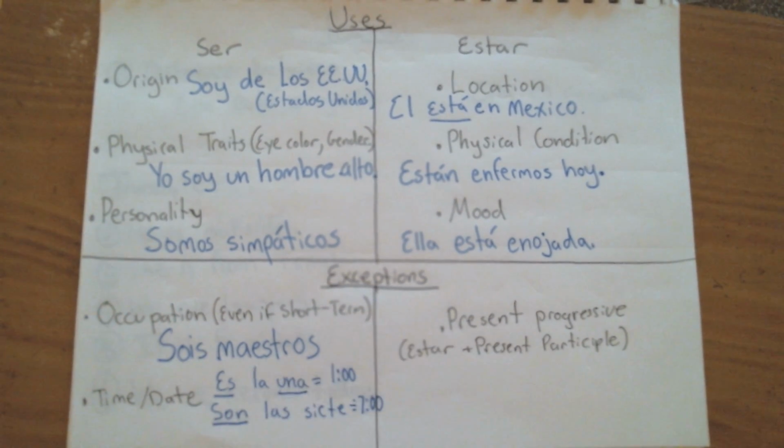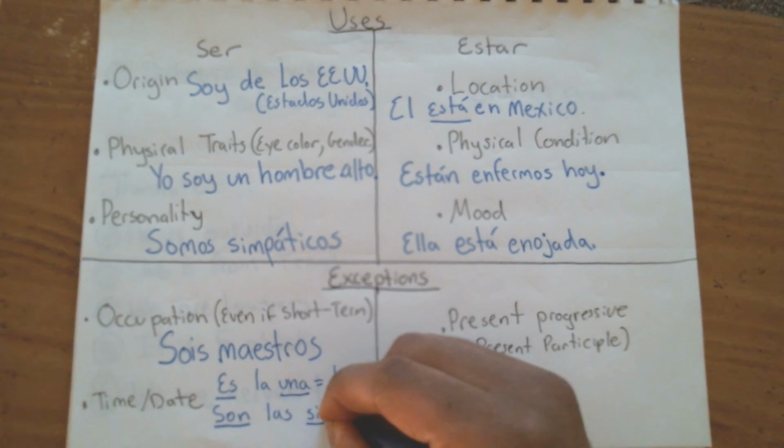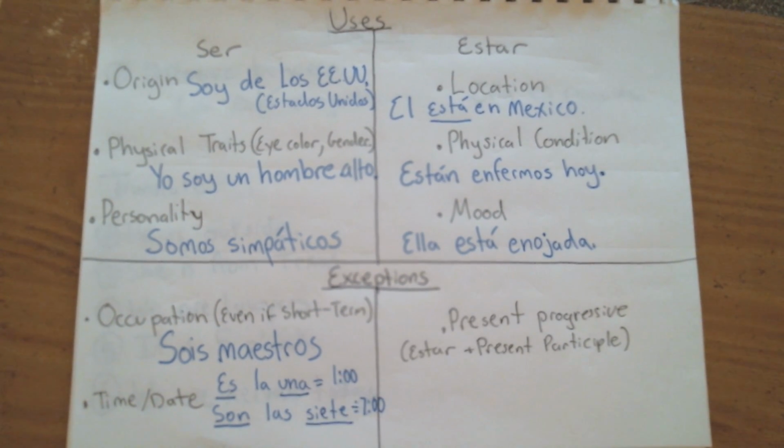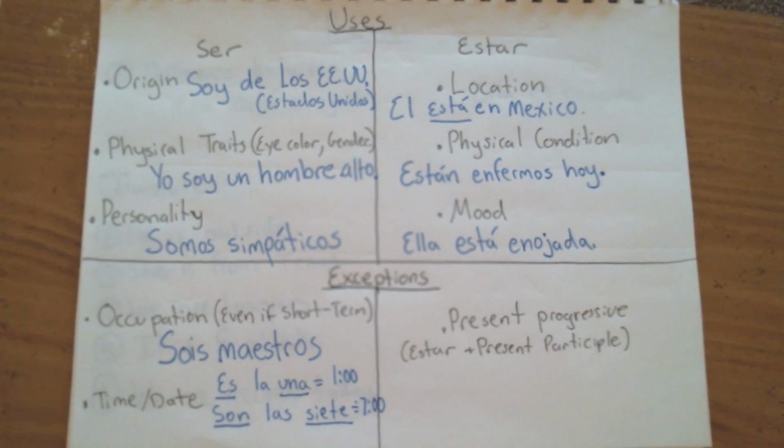Remember, you use the plural form of the verb ser if the hour is plural, because siete is more than 1, right? Siete is 7, so that's plural, that's more than 1. So you always use the plural form of time if the hour is plural. Use the singular form of time if the hour is singular. So 1 o'clock is the only time you ever are going to use es. Other than that, use the plural version, son.